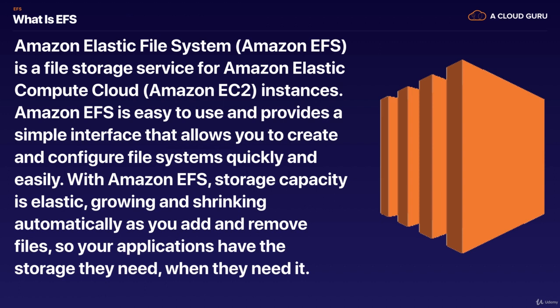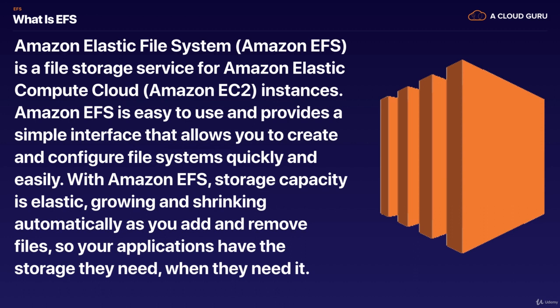So EFS is an easy way to use and provides a simple interface that allows you to create and configure file systems quickly and easily. And with EFS, storage capacity is elastic, growing and shrinking automatically as you add and remove files, so your applications have the storage they need when they need it. So it is actually really cool. Basically, if you provision an EFS instance, it will just grow automatically. So you could put a 1 terabyte file on there, and then add another terabyte. You don't need to pre-provision storage like you do with EBS. So EFS is great for basically file servers. It's a great way to share files between different EC2 instances.